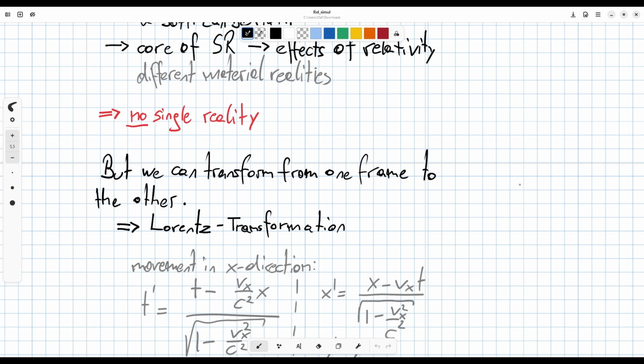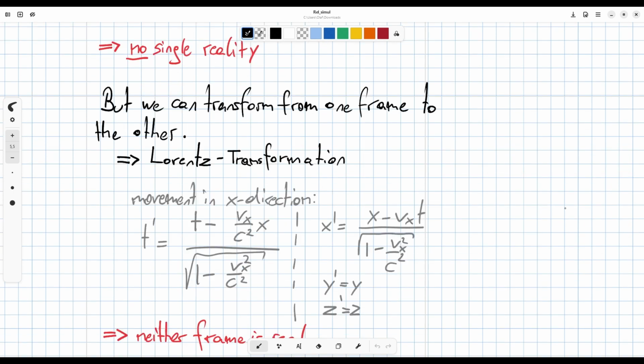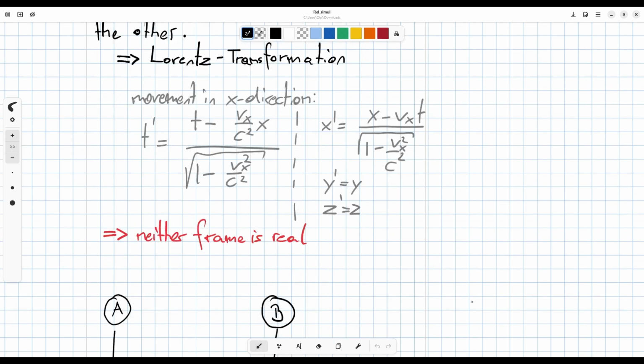he says that the two reference frames are not related to one another. I disagree. You can transform from one frame to the other using the Lorentz transformation. I've listed the formula down here for if we move in the x direction, not particularly important. The takeaway message here is neither frame is real or unreal, more so than any other frame.